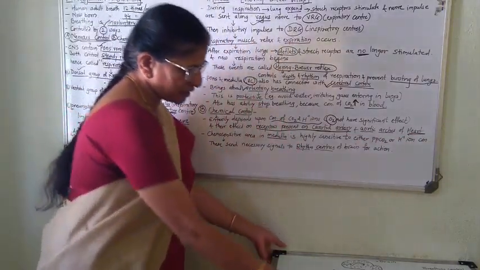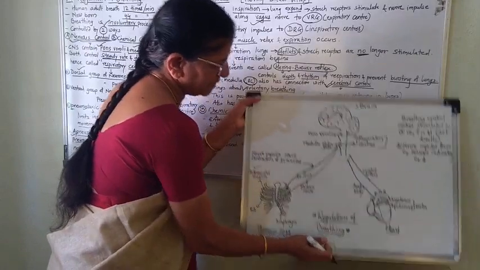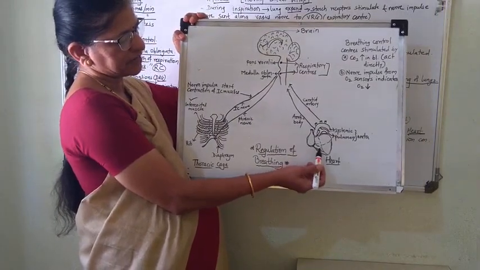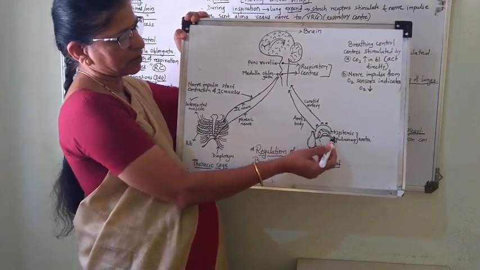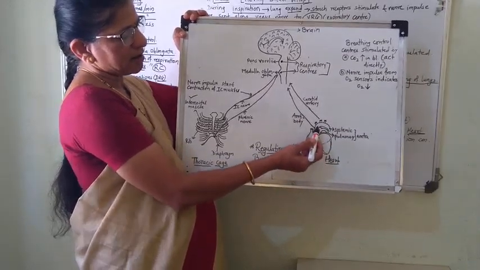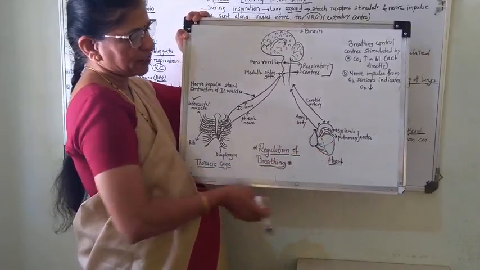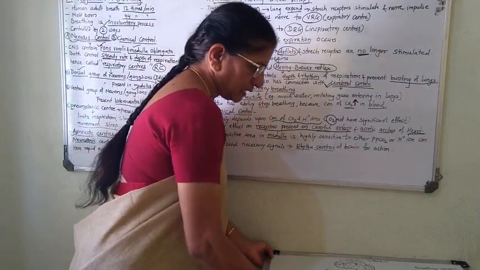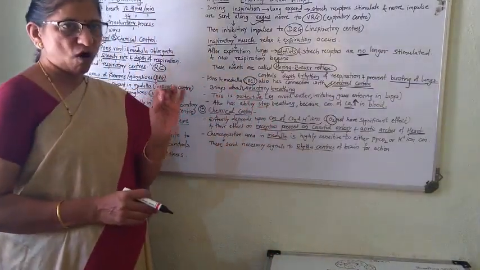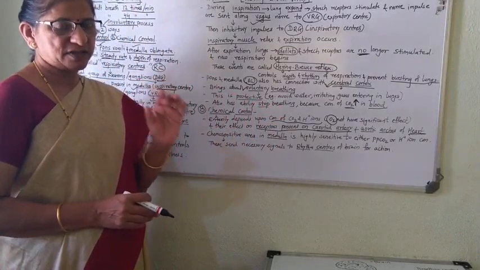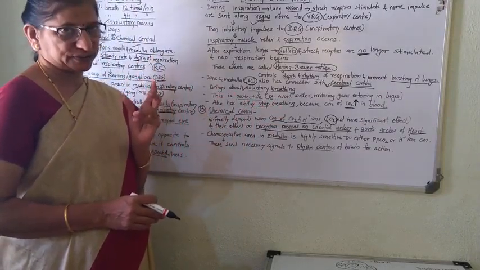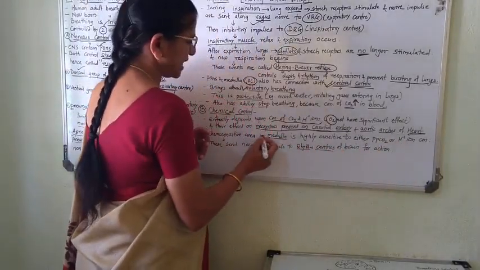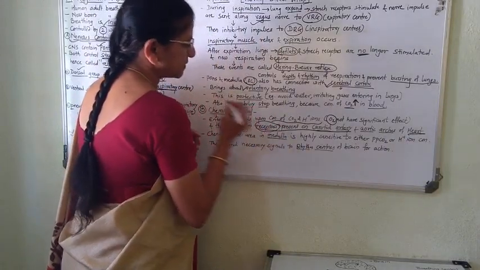Now what is meant by carotid artery and what is meant by aortic arches? See here, you can see this is the heart, auricles, ventricles, this is the systemic aorta, this is the pulmonary aorta. These aortae have thick walls, and these thick walls contain bodies. These bodies are called aortic bodies.